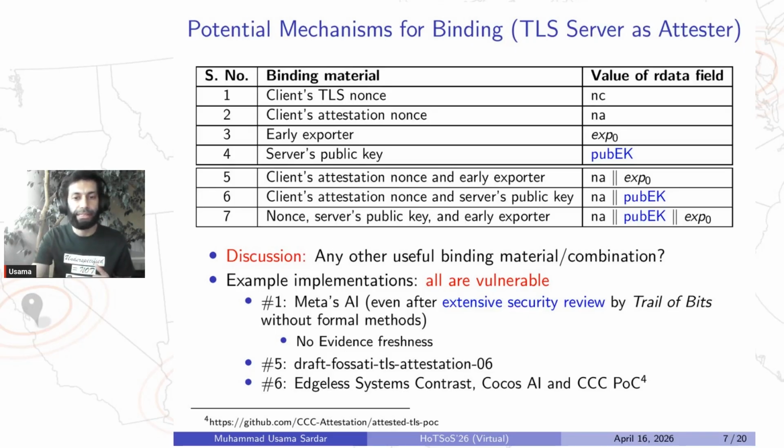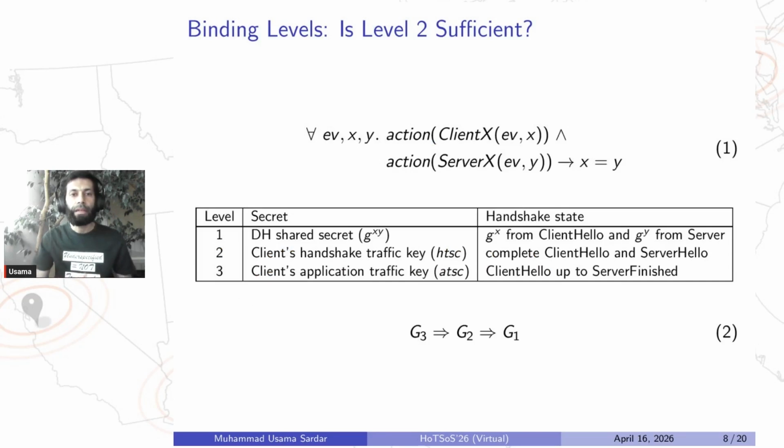So that's all that has come up to date. I had binding mechanisms as one of the blocks in my block diagram, so this is what it's going to be. The question for our discussion or for research was: is level 2 sufficient?